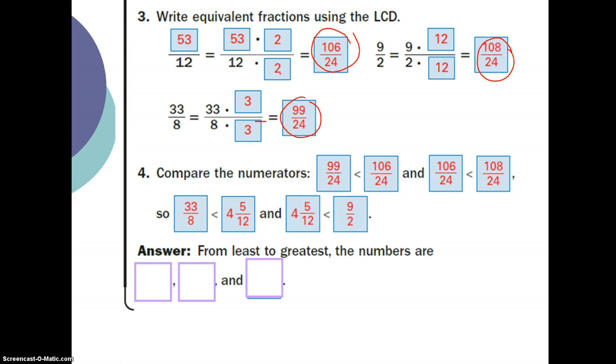So you go back to the original fractions: 33 eighths, 53 twelfths, which was the 4 and 5 twelfths, and 108 over 24 is 9 over 2. Those are the numbers from least to greatest.